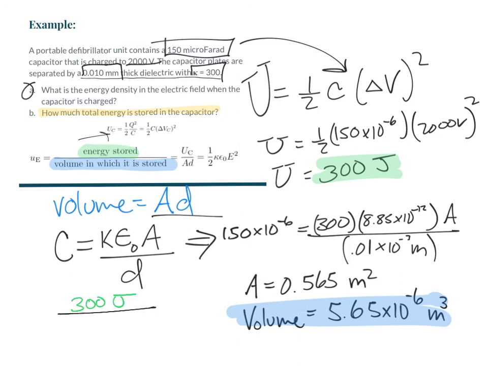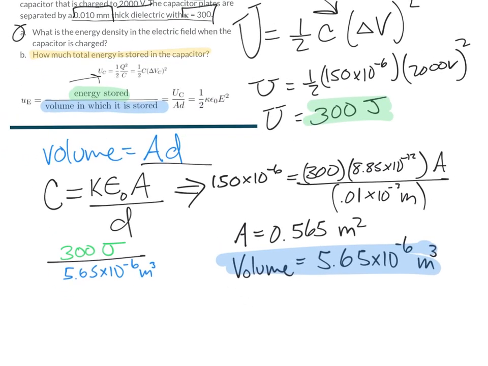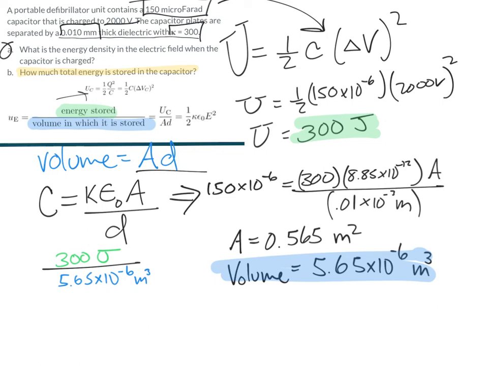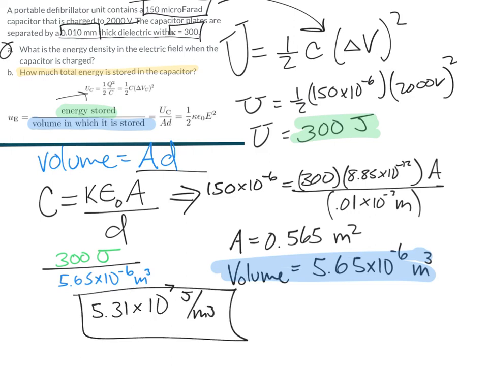divided by the volume, which was 5.65 times 10 to the negative 6 meters cubed. So your energy density is going to be 300 divided by that. Your final answer is 5.31 times 10 to the 7th, and that's joules per meter cubed. The energy density in that defibrillator.